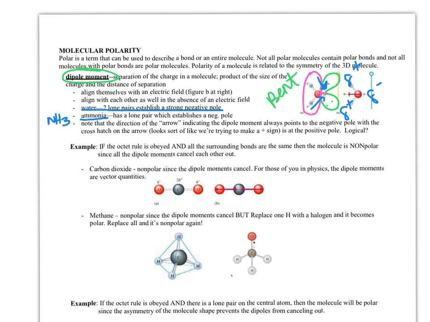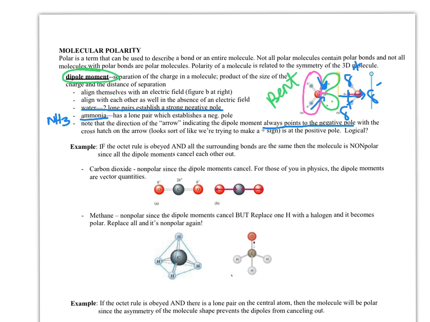The biggest thing is the direction of the arrow that indicates the dipole moment. Notice this little arrow right here that they drew. The direction of that should always point towards the negative pole, or where the electrons are going, towards the more electronegative element. And you'll notice that the back side looks kind of like a little positive sign. That helps remind you that that's the positive pole.